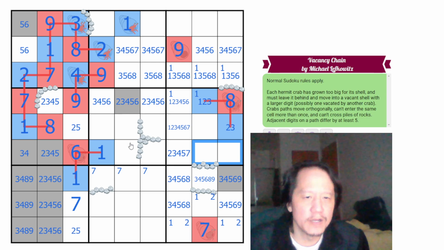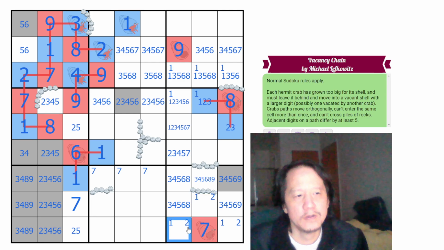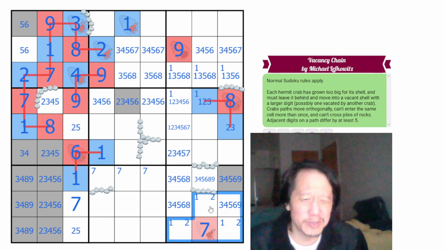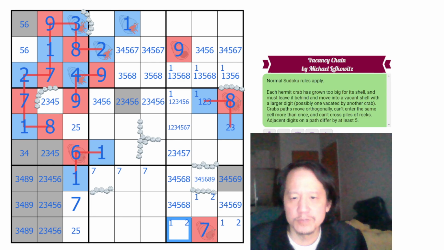This could be 9. So it could technically go something like that. It cannot go this way, though. So it must always enter this. So this must be a 1 or 2.